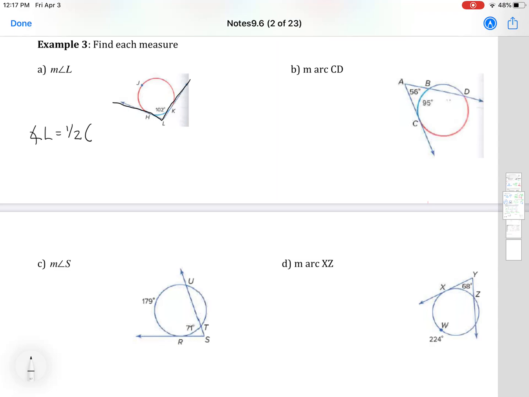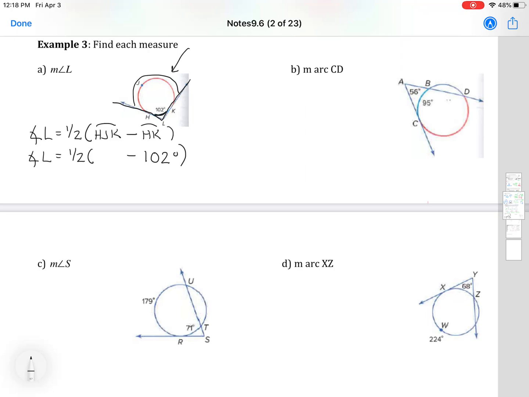We're looking for L. So according to this, angle L would be equal to 1/2 the furthest arc from L, which would be this one all the way out here. So that's HJK, minus the closest arc, which is the blue one right here, which is HK. First, write it out and then fill in what we have. So L we don't know. That's what we're finding. We have 1/2. HJK we don't know for right now, but I know HK is 102.